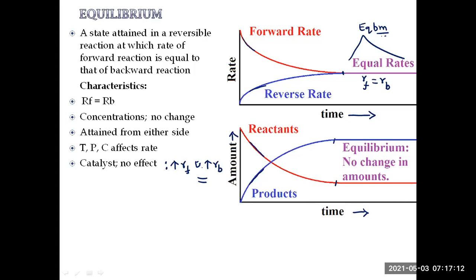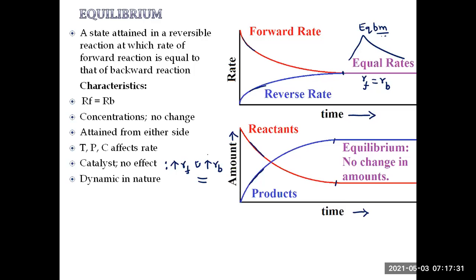So whereas position of equilibrium will not be affected. It will not be. So that's why we say presence of catalyst will not affect it. An equilibrium is dynamic in nature, we say. Why do we say this?